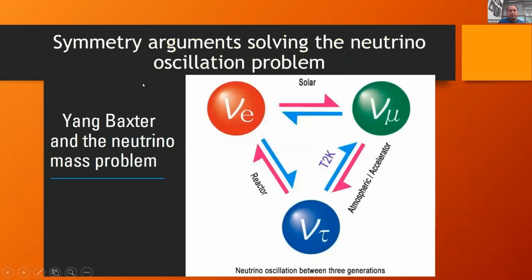And finally, I want to jump to the neutrino, because I noticed the conference is mostly in neutrino physics. I also use symmetry arguments for analyzing the neutrino problem.